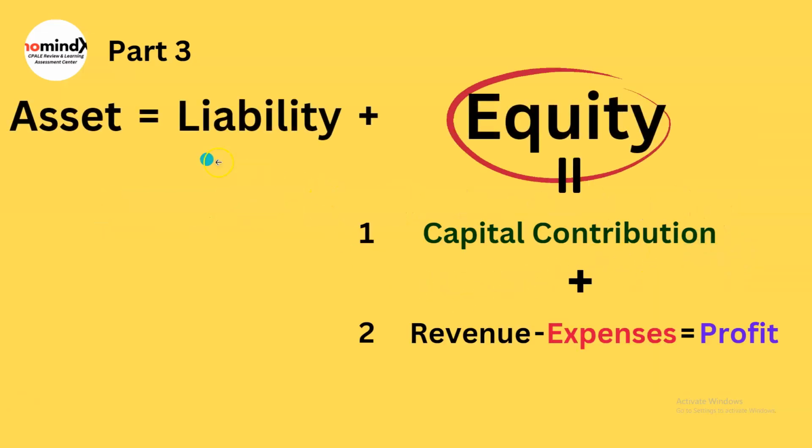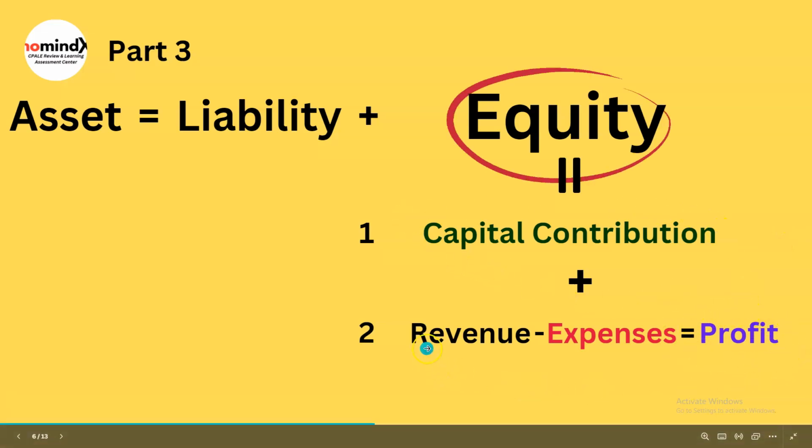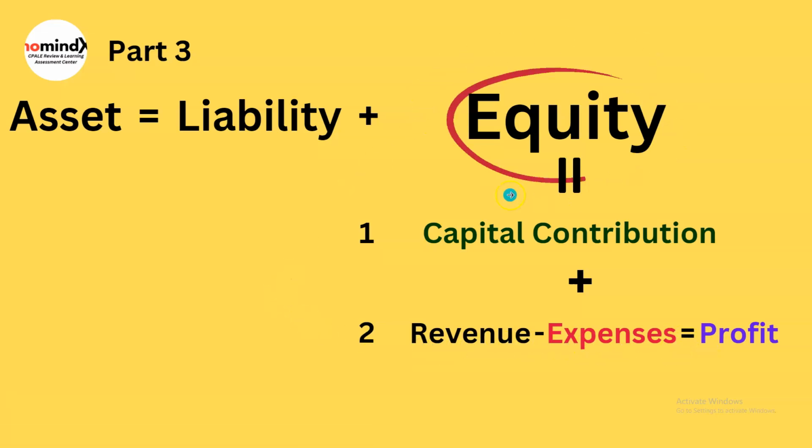In here, as you can see, the equity is not only composed of capital or capital contribution, but also of profit. We arrive at profit from revenue minus expenses. So again, this equity is composed of capital contribution plus the profit.